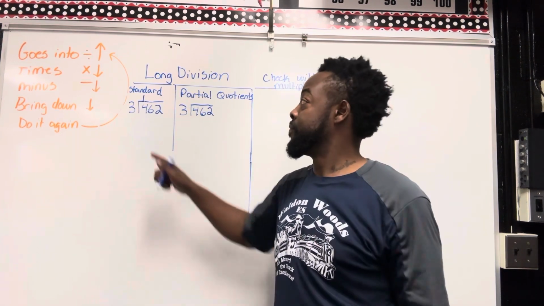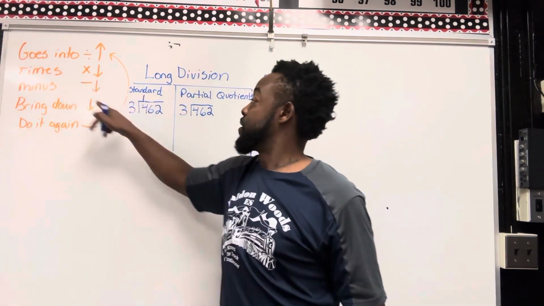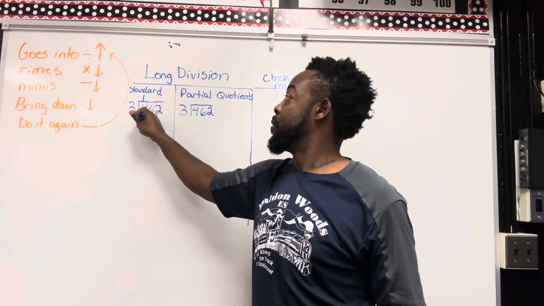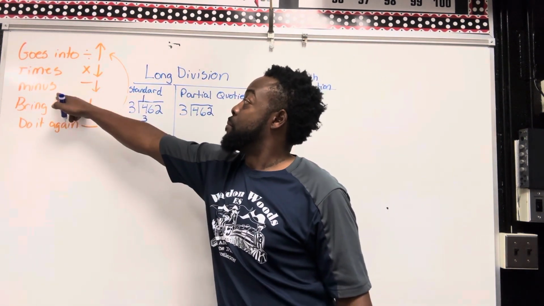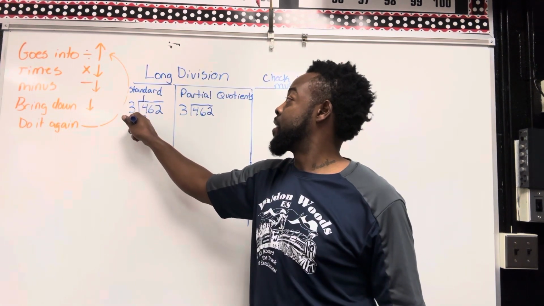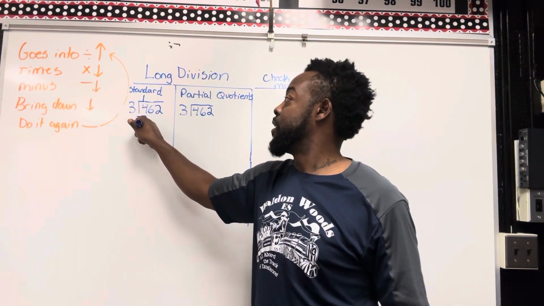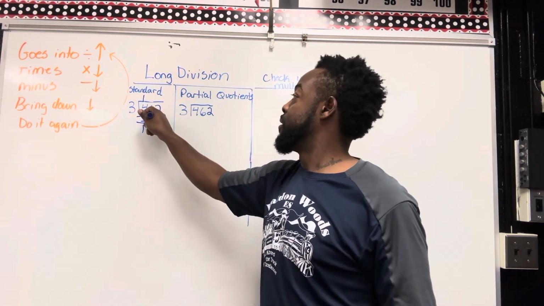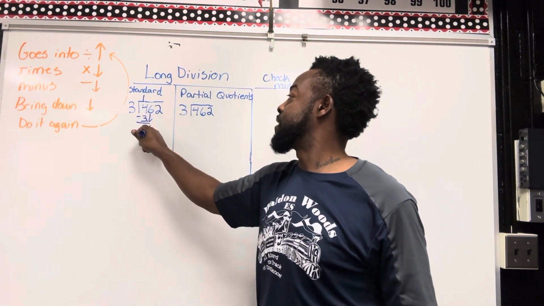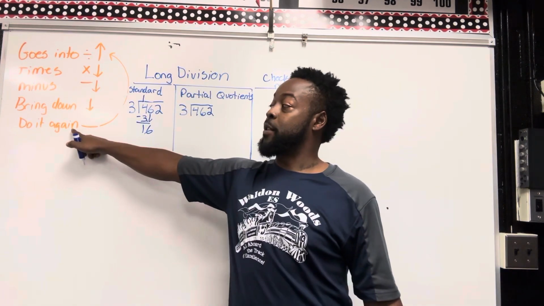The next step is times. 3 times 1 would be 3. The next step is minus. So we subtract. 4 minus 3 is a 1. The next step is bring down. We bring down this 6. And then the last step is do it again.